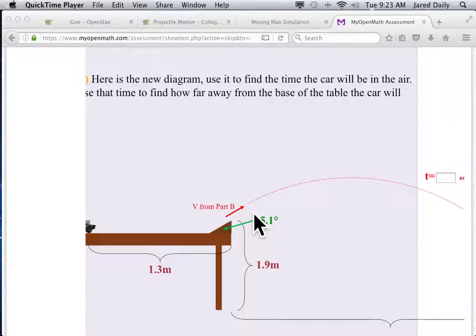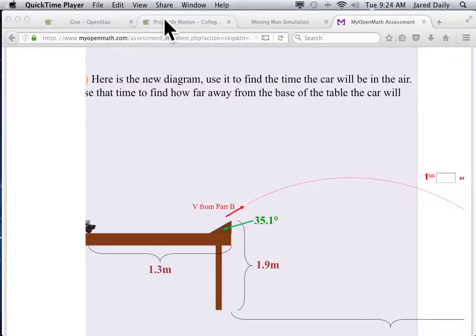Does anybody have any other questions about this problem that they want to ask? Okay, so what are all the kinematic equations? Good question.